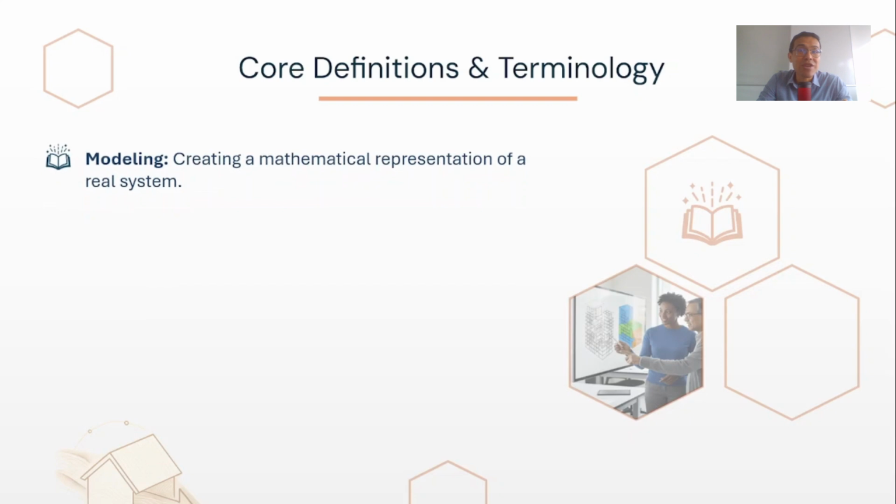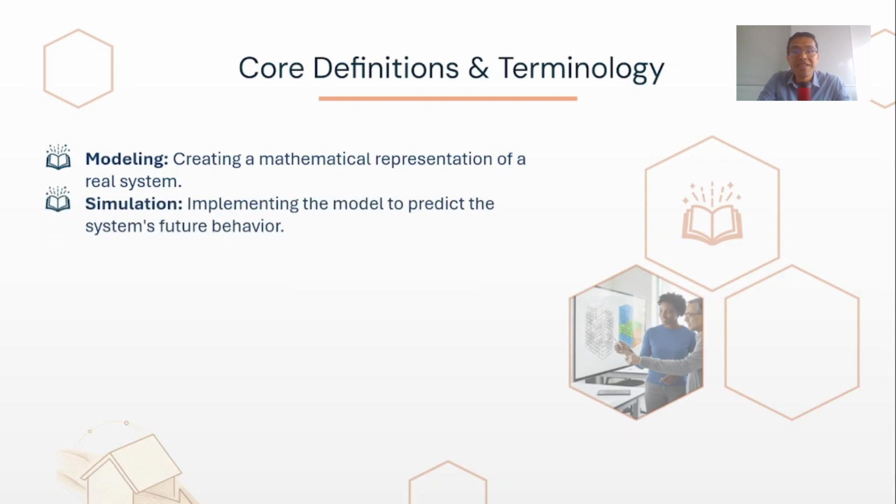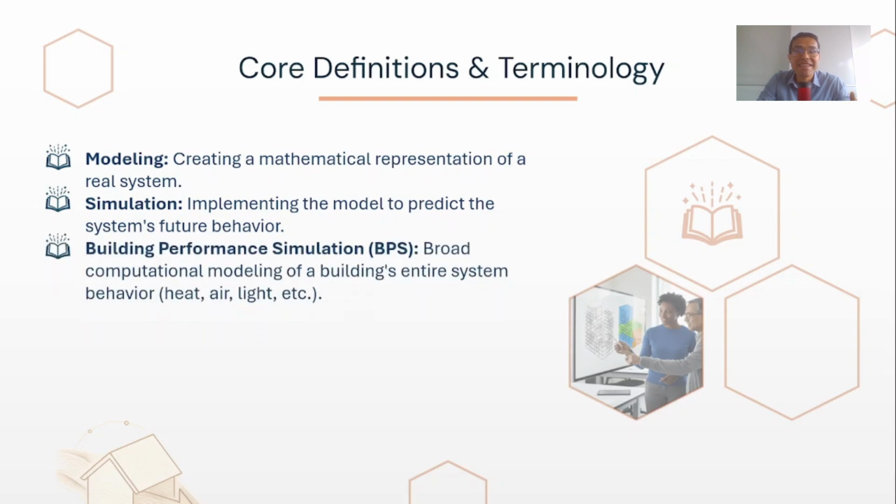We often use the terms modeling and simulation interchangeably, but they have distinct meanings. Modeling is the foundational step. It's the creation of a mathematical or computer-based representation of a real system, involving a series of assumptions and simplifications to convert a physical process into a computational one. Simulation, then, is the act of implementing that model to predict the system's future behavior. It's running the math.